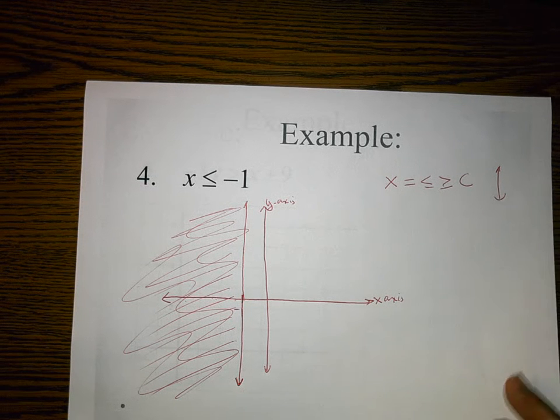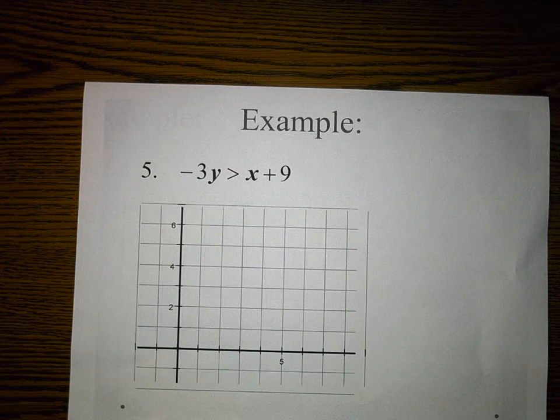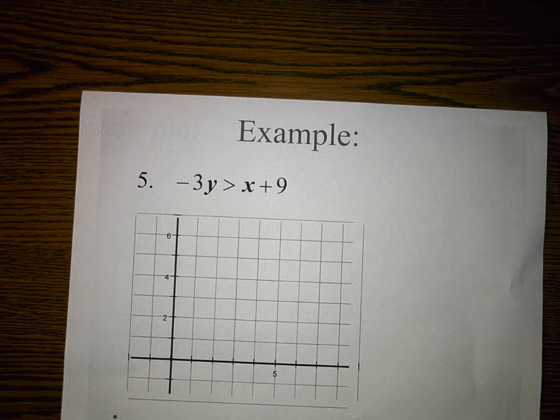So let's see if we have one more example, something a little bit different. There we go. So there are two special cases, vertical lines and horizontal lines. Or I look at which type of equation do I have here.